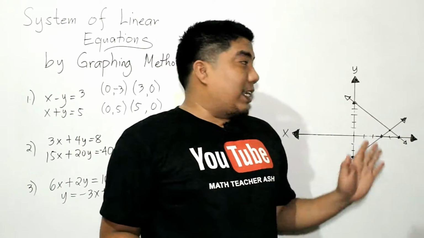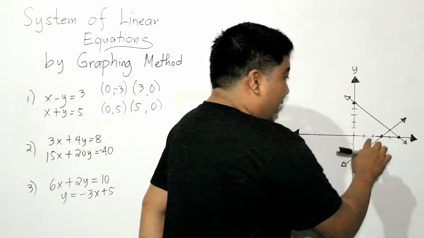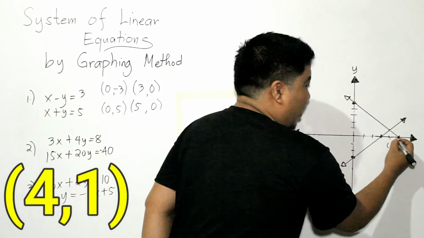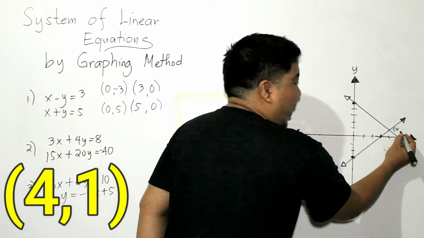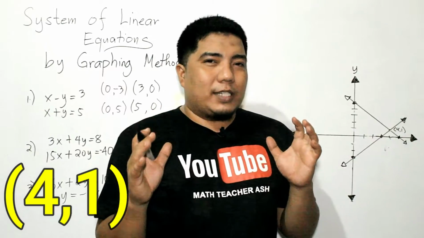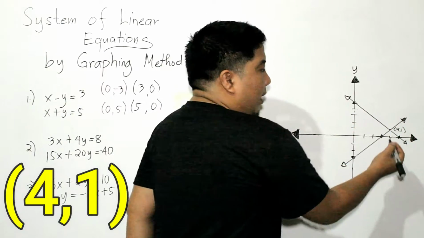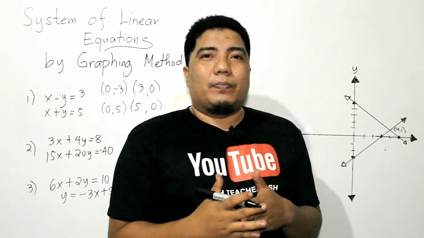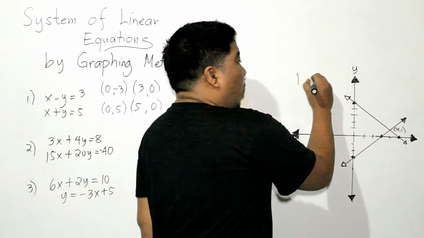As you can see, there is an intersection in this part. And that part is located at 1, 2, 3, 4. That is 4. Our y-coordinate is 1. So, therefore, the solution of our system is at (4, 1). This is where the two graphs or the two equations meet. Now, what does this mean? It means that it has exactly one solution.